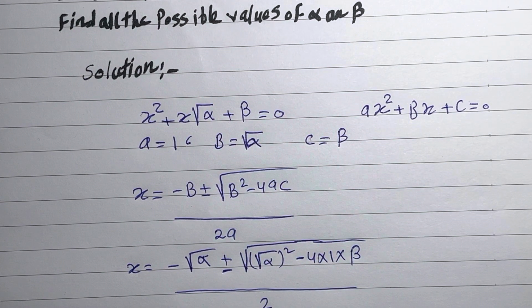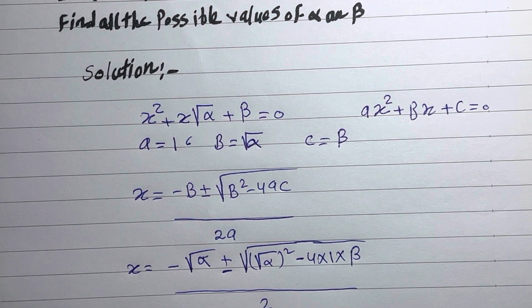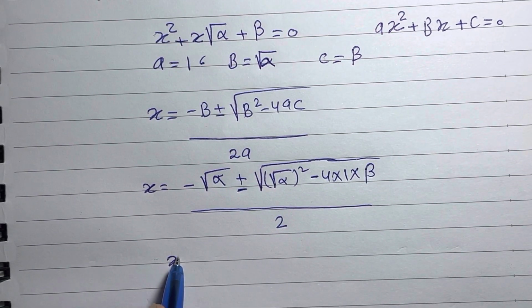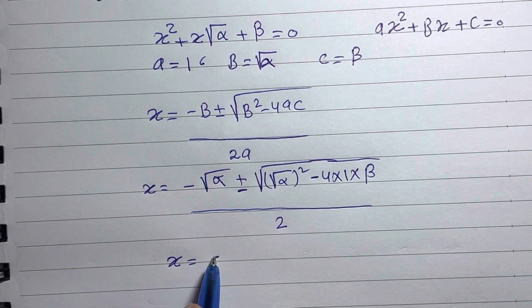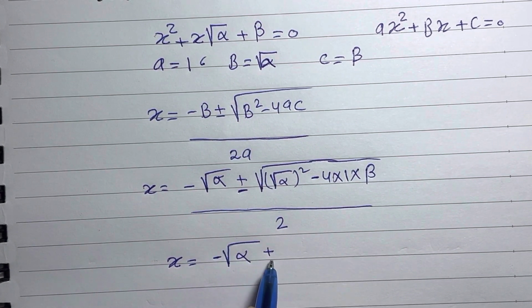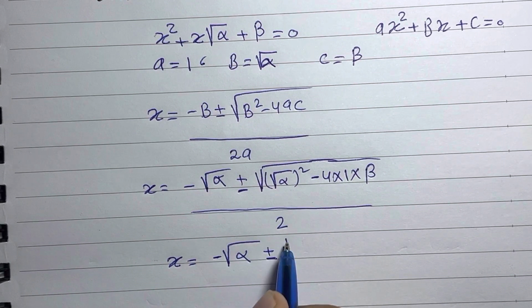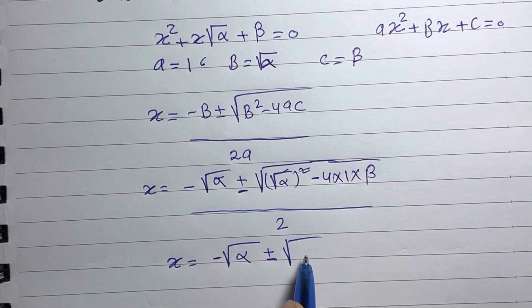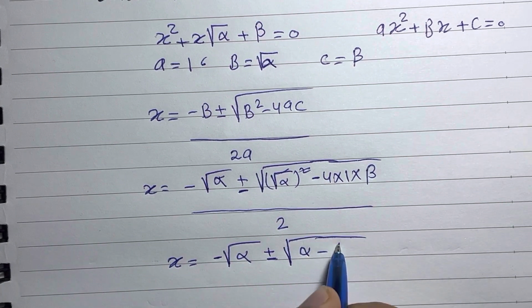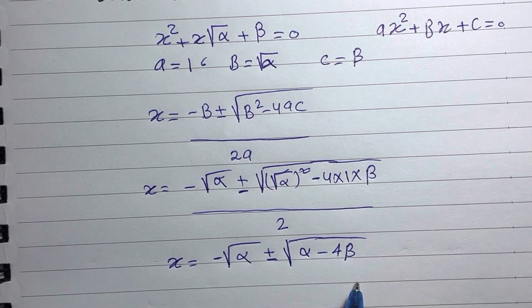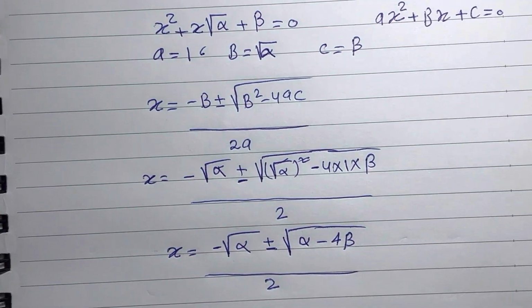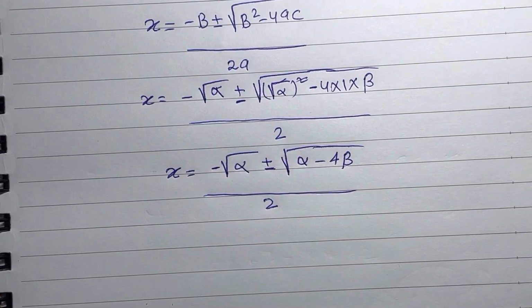If we simplify this, x equals minus root alpha, positive or negative, and here this one cancels with this one, and we have square root of alpha minus 4 beta, all divided by 2. Okay, let's go to the next step.